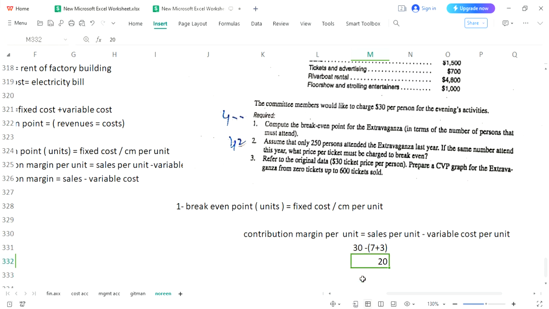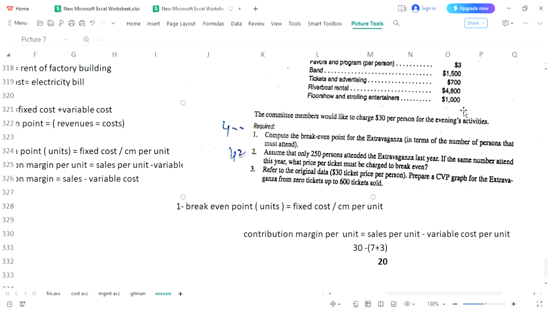What we have calculated is your contribution margin per unit by subtracting variable cost from sale. Variable costs were 7 plus 3, total 10. Sale 30 minus 10, 20. So you have calculated contribution margin per unit. And now you need to calculate your fixed cost. And obviously we have already discussed these four elements: band, tickets, riverboat, floor show. These four are fixed cost.